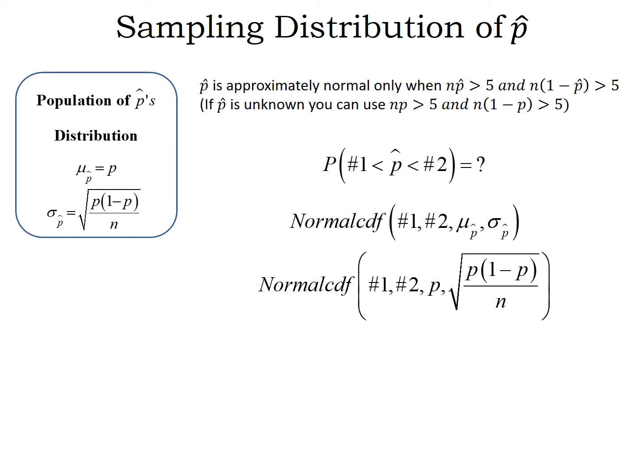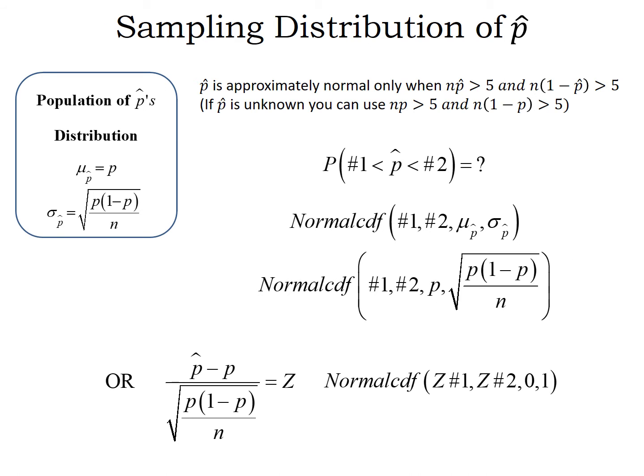And as always, if something is normally distributed, we could, if we wished, convert that to a z-score. To do that, we take the variable, in this case p hat, minus the mean of that variable, p, divided by the standard deviation of that variable, which in this case is the square root of p times 1 minus p over n. And as long as your variable, in this case p hat, is normal, then when you standardize it, you get z.